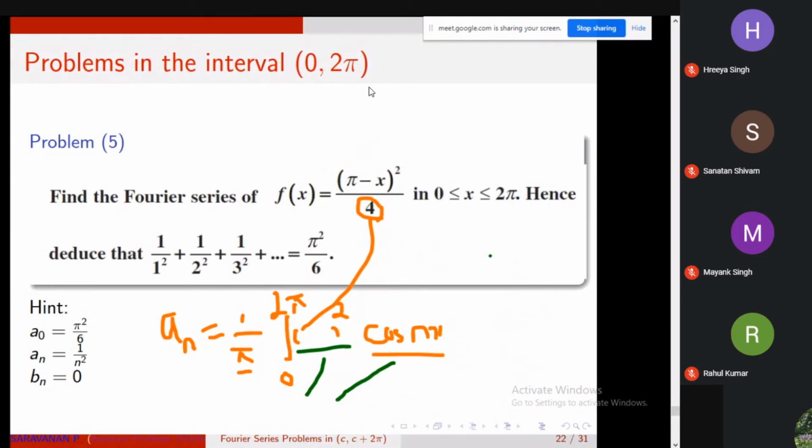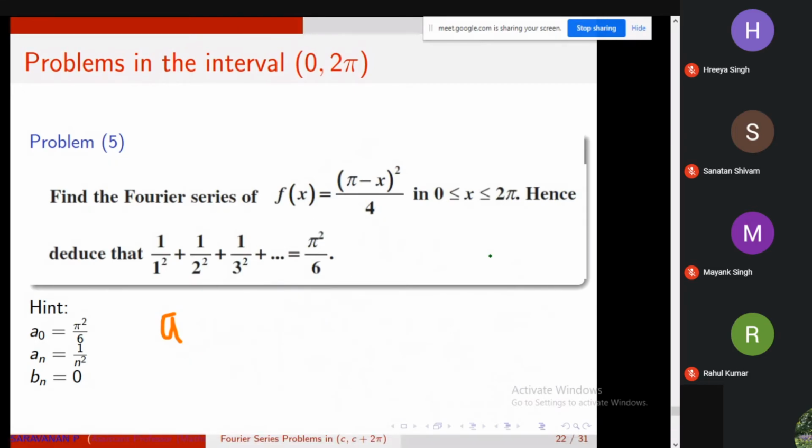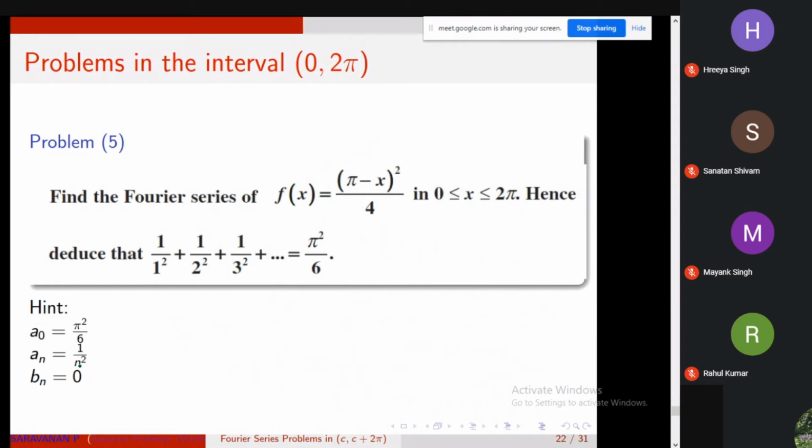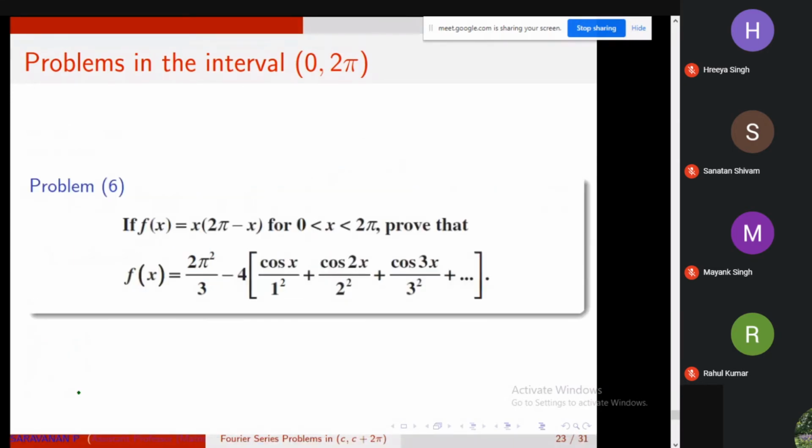So this is the value of an. The an value is 1 divided by n square. I have given the hint. In the same manner, you can compute bn. Instead of cos nx, we will get sin nx. Substitute the limits and you will get 0.